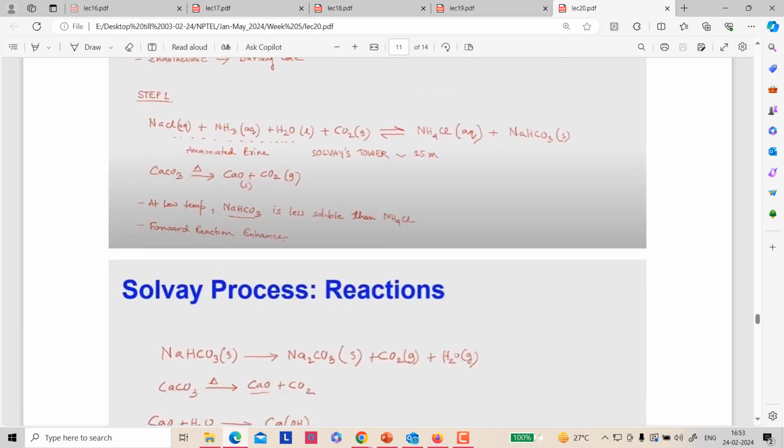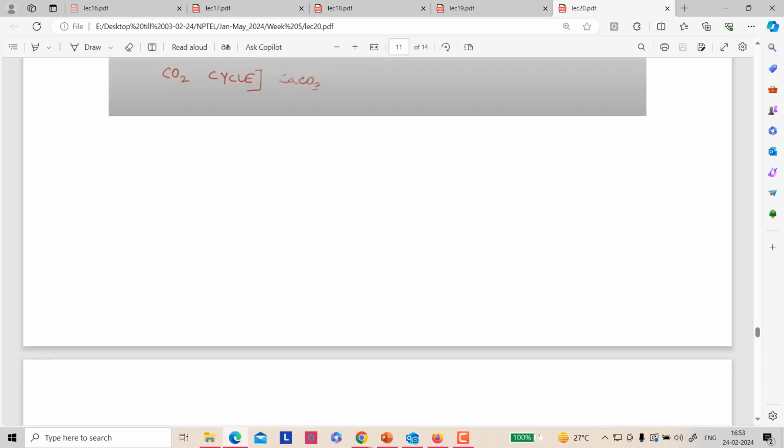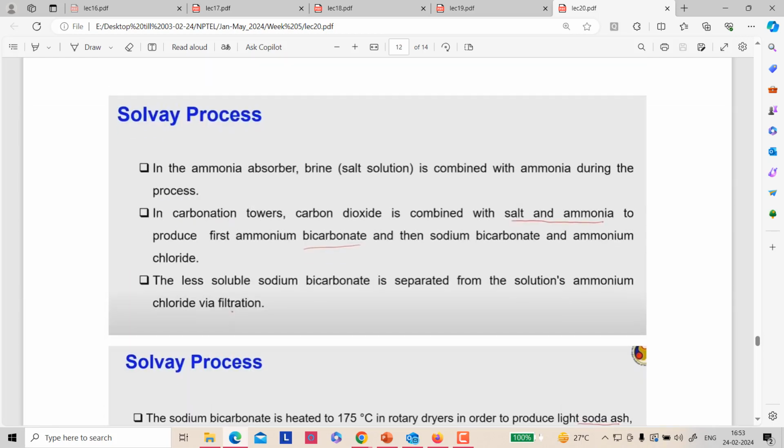That means the NaCl. So now what is left? Only CaCl2 and H2O is left. So that is why calcium chloride and H2O is our product. So these are some of the points or properties or features of this Solvay process you should go through.